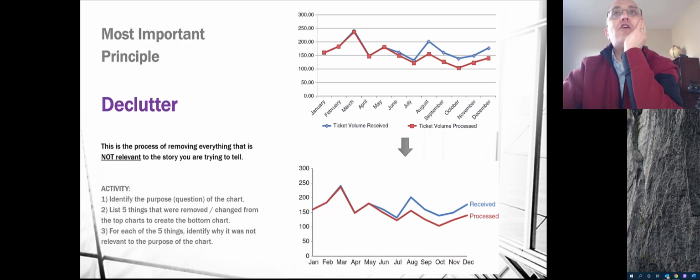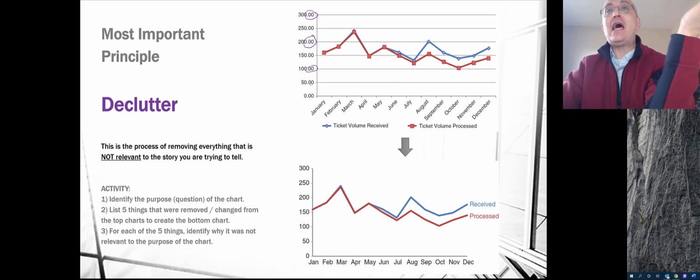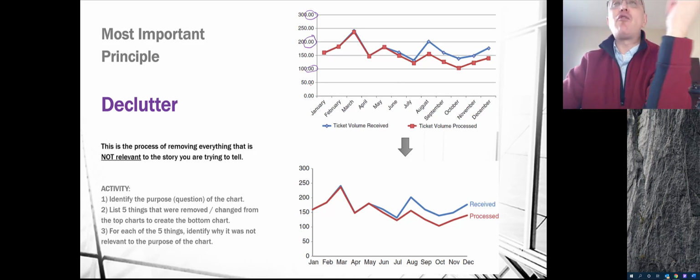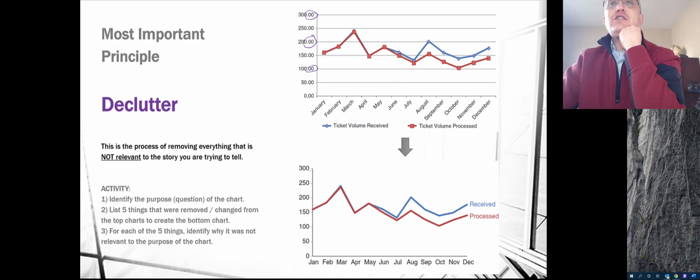Okay, the first thing you may have noticed is we have these decimal places. Now notice those decimal places are the same for all our y-axis tick marks. They're always 0.00. So you ask yourself, is that providing any extra information? No, it's not. So we can remove them and be okay with that. Okay, so you can see that's one thing that was removed.